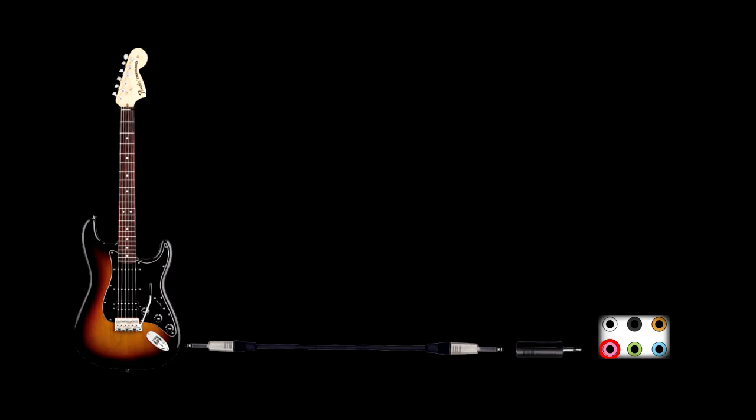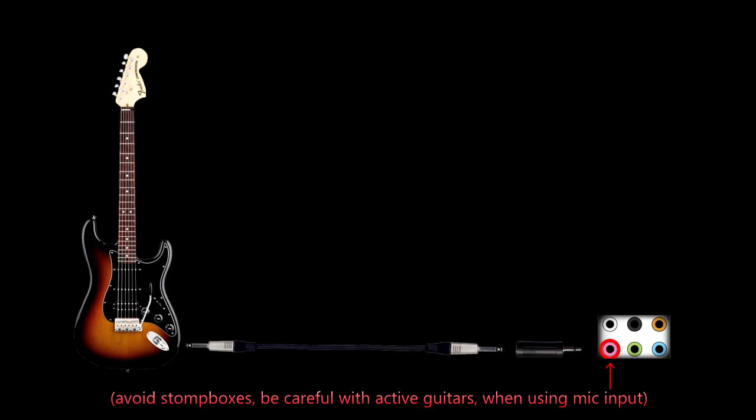From a hardware point of view, I have my guitar plugged via guitar cable into the microphone input. We will need an adapter like this one, and here I gotta post a bit of a warning because microphone input isn't made for instrument level signal. Voltage and impedance are slightly different. However, in most cases this will work. Try to be careful with active bass guitars or if you have stomp boxes. Try not to use them so you don't clip or damage the audio input on your audio card.